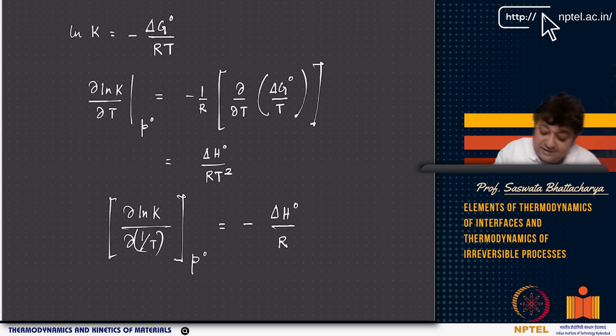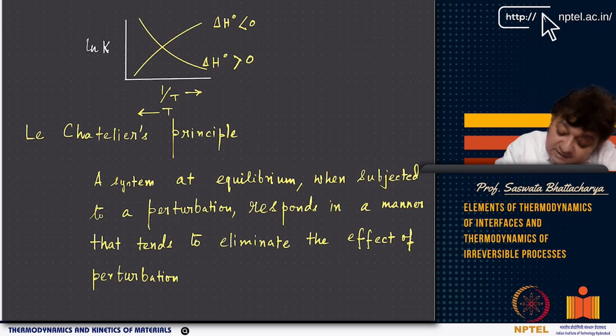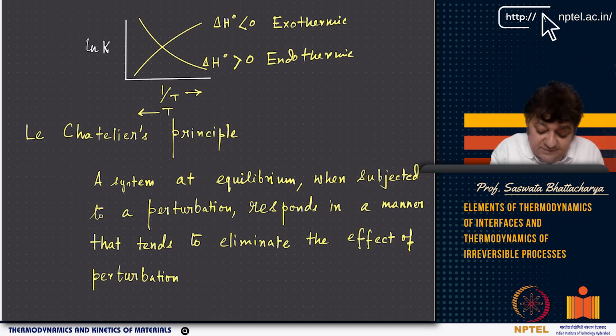If I plot del ln K del 1 by T at constant pressure, which is equal to minus delta H naught by R, you have ln K versus 1 by T. Now you have the slope here. In one case the slope is positive when delta H naught is negative. When delta H naught is negative, that means you have an exothermic reaction. And this is endothermic, where there is absorption. So endothermic follows the other way. In ln K versus 1 by T, endothermic goes this way, while exothermic goes the other.